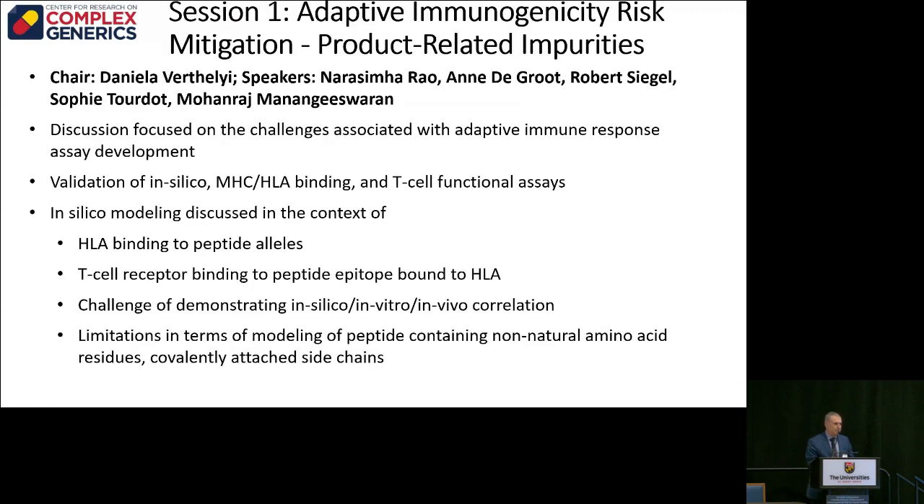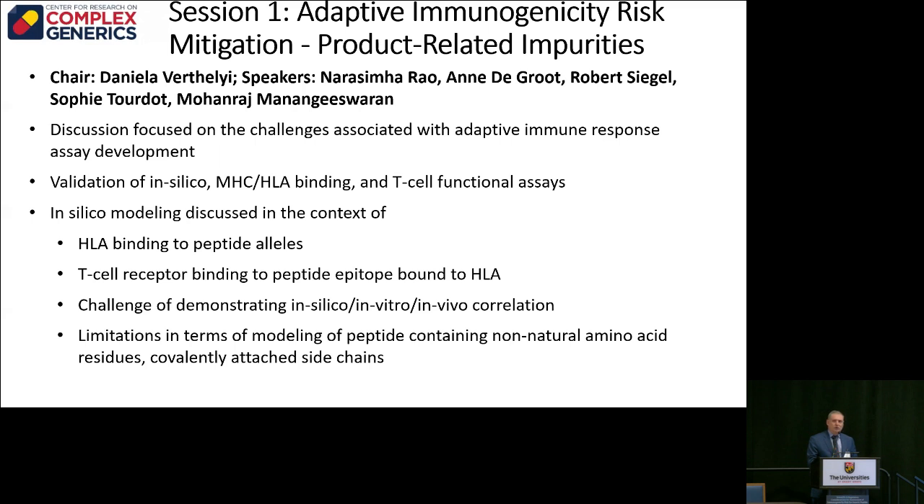The second session was on adaptive immunogenicity risk mitigation. This was chaired by Daniela, with speakers Narasimha, Annie de Groot, Rob Siegel, Sophie Tordo, and Mohan from the FDA. The discussion here focused on the challenges that are associated with adaptive immune response assay development. And in particular, a lot of discussion was centered around the validation of the in silico MHC, HLA binding, and T-cell functional assays.